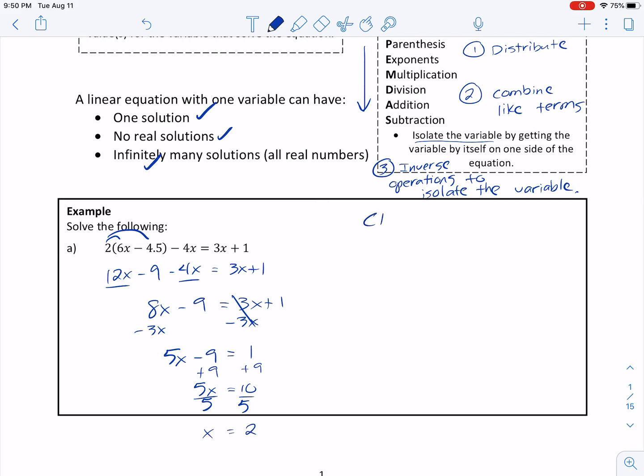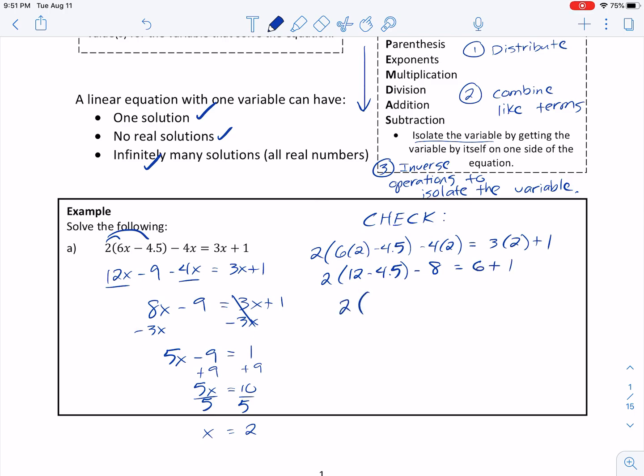Remember, if you have time, especially if this is your homework problem, check your work. It's quick, it's not too difficult, it helps you practice some mental math. We're going to plug in 2 everywhere we see our variable x, so 2 times 6 times 2 minus 4.5 minus 4 times 2 equals 3 times 2 plus 1. Some quick mental math here. We get 12 minus 4.5 minus 8 equals 6 plus 1.